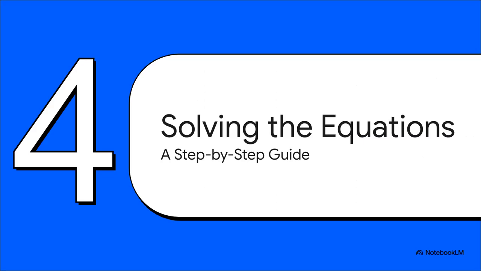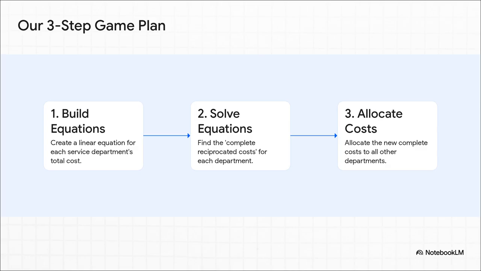And now for the main event, the math. But seriously, don't worry. This isn't some high-level calculus. It's a super logical process that we're going to break down into 3 very clear steps. You've got this. Here's the plan. First, we turn our data into 2 simple equations. Second, we solve those equations to find the true, complete, reciprocated cost of each department. And finally, we take those perfect numbers and allocate them out. Simple as 1, 2, 3.